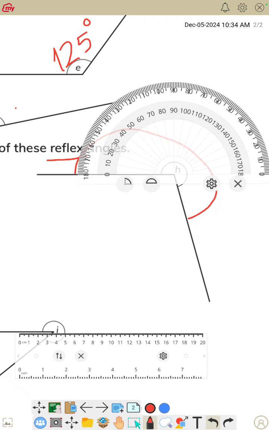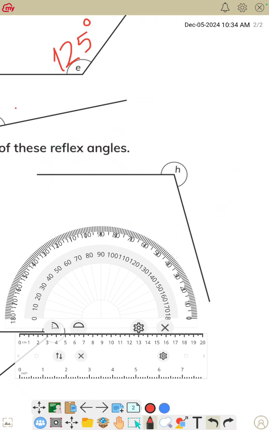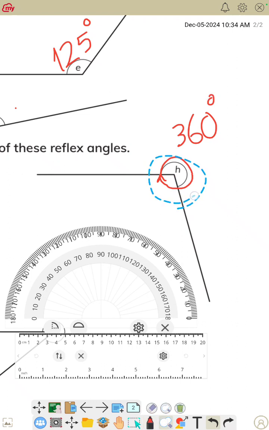So we have two ways to measure this one. First way: I know that a full turn makes 360 degrees, and I can't measure the outer angle here. So what I can do is measure the inner angle, not the outer angle, and then subtract it from 360. How are we going to do this? Watch it.